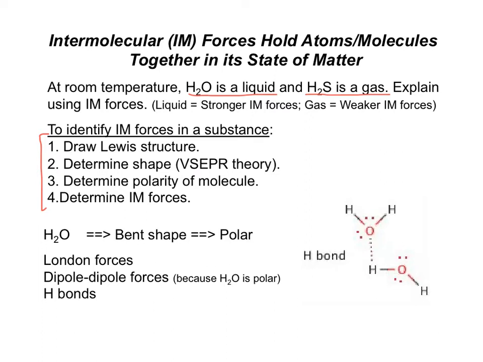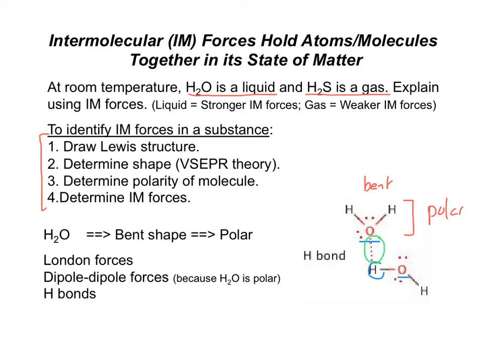So here's the Lewis structure of water. The shape at the oxygen is bent. The polar OH bonds in the bent shape make water a polar molecule. So there will be London forces and dipole-dipole forces between water molecules. Now look at these two water molecules. There's an H between two very electronegative oxygens on two different water molecules, so that's a hydrogen bond.